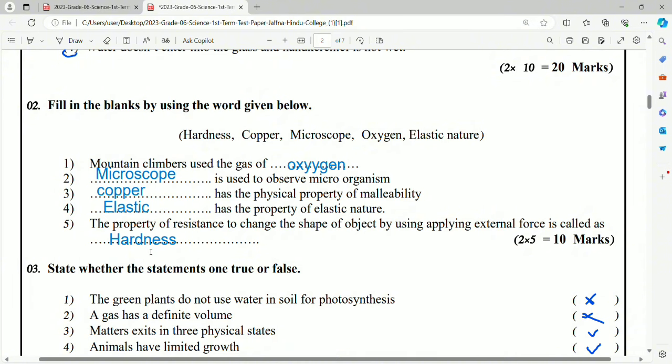The property of resistance to change in the shape of an object by applying external force is called hardness. We cannot change the shape by applying force. Examples for hardness are iron and diamond. Diamond is the hardest, strongest thing in the world.